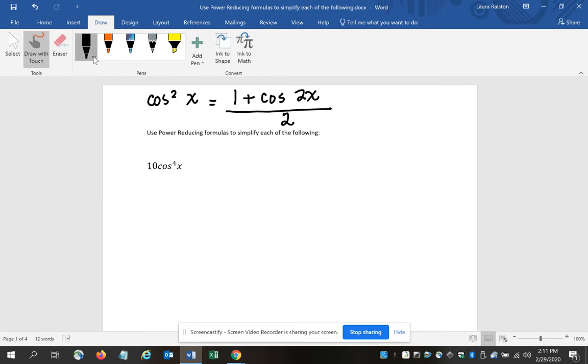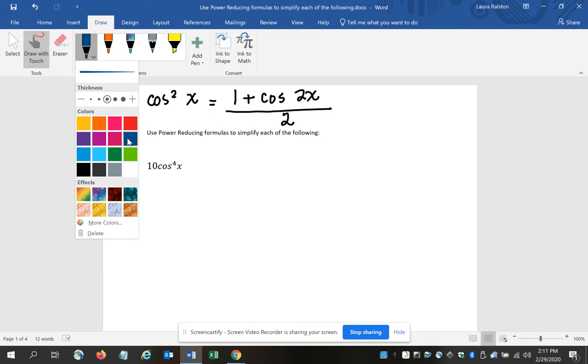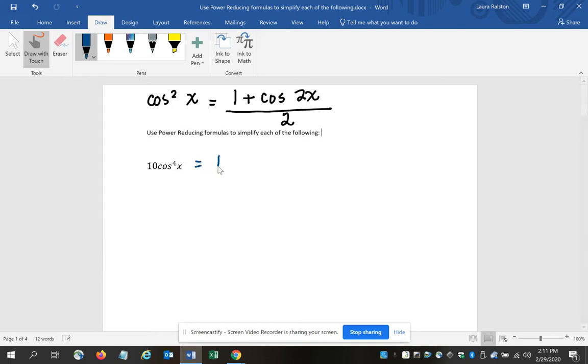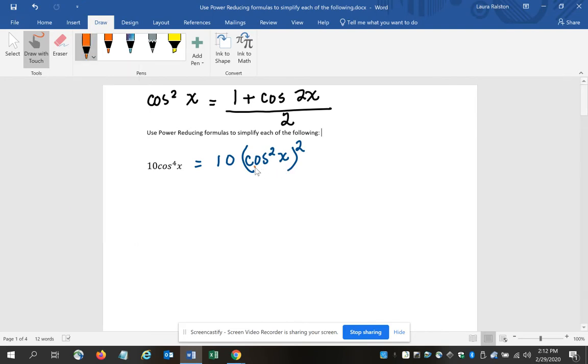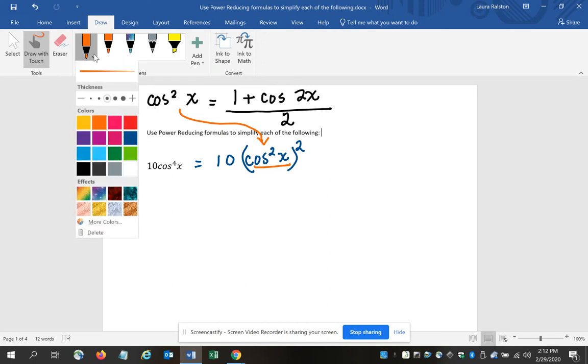So the first thing I have to realize is that I have to rewrite my problem to become 10 times the cosine squared of x, and that quantity is squared. Remember the rule that if you have power to a power, you multiply the exponents. So I'm kind of using that formula in reverse. I can then use the process of substitution to substitute the cosine squared x power reducing formula into this problem, which is what we're going to do.